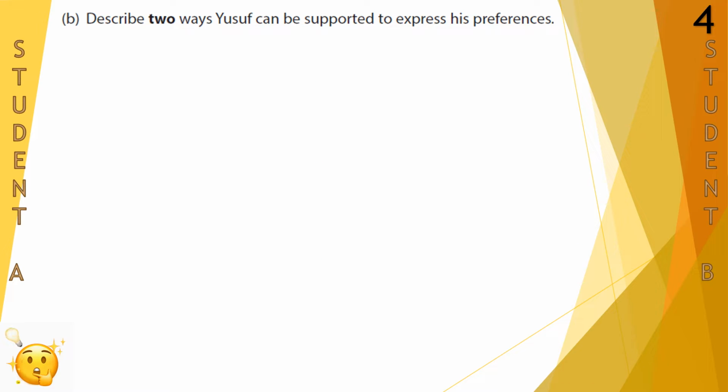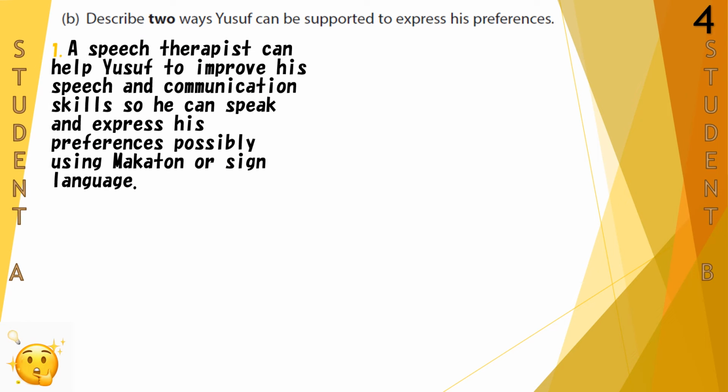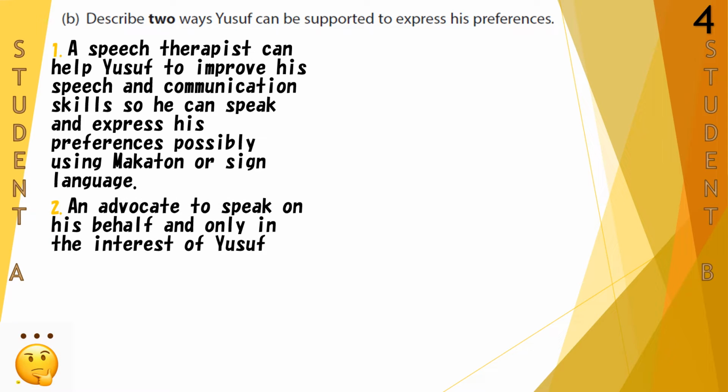The second question we had is 2 ways Yusuf can be supported in expressing his preferences. Now the stem, the source, does tell us that he needs help with speech and communication. The first student, student A, responded that a speech therapist can help Yusuf improve his speech and communication skills so he can express his preferences, possibly using Makaton or sign language. And then the second one says an advocate to speak on his behalf and only in the interests of Yusuf.